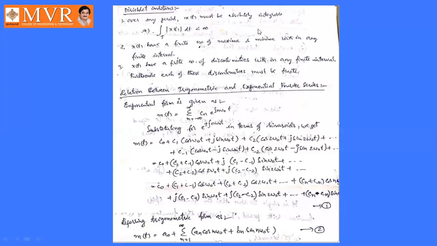Next, coming to the relation between trigonometric and exponential Fourier series. Already we have two types of Fourier series, trigonometric and exponential, and we discussed both. Now we will see the relation between these two, how these two are related.